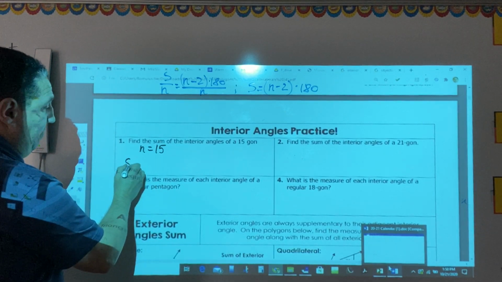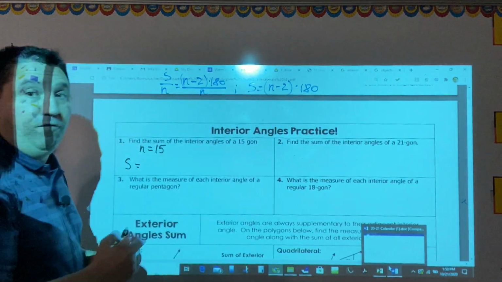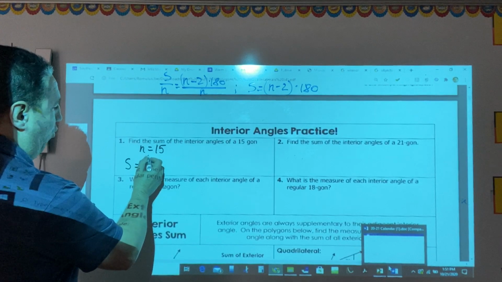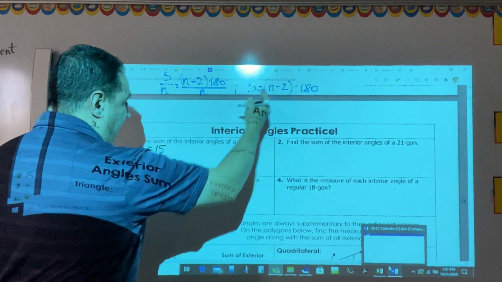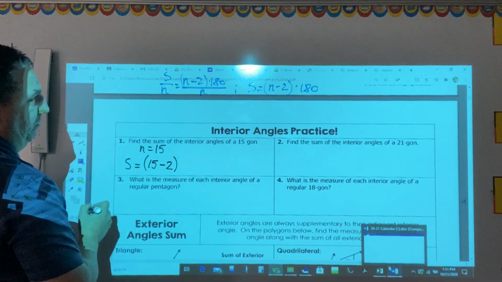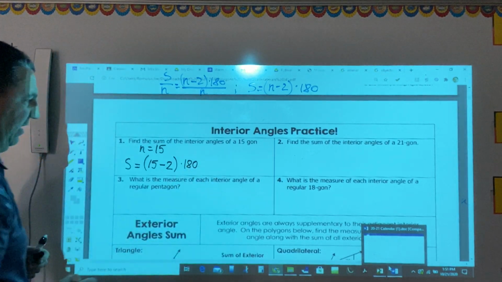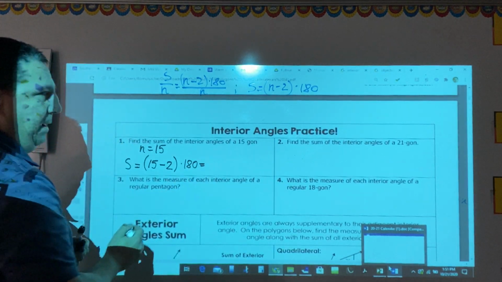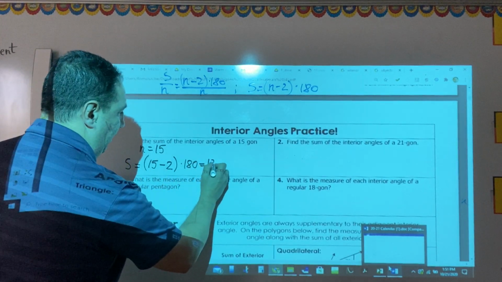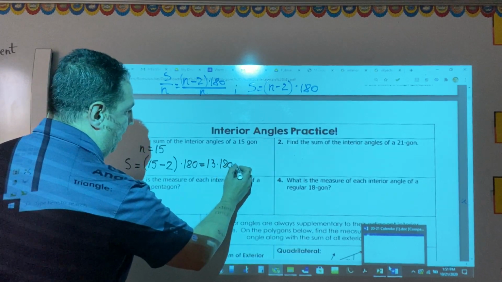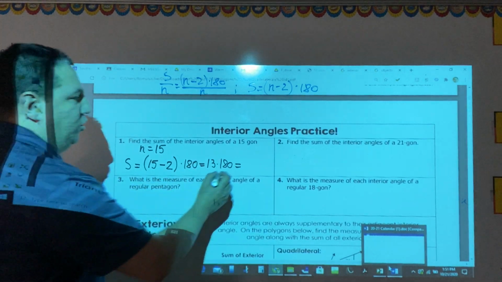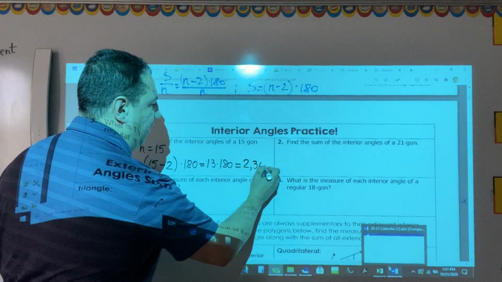Now, to find the sum, we simply use the formula for the sum of measures of interior angles. So we simply plug it in. We open parentheses. Instead of n, we put 15. Then we subtract 2, we close parentheses, and then we multiply by 180. So remember, we apply PEMDAS. We evaluate the parentheses first. 15 minus 2 equals 13 times 180, and if we multiply these numbers, we're going to have 2,340 degrees.